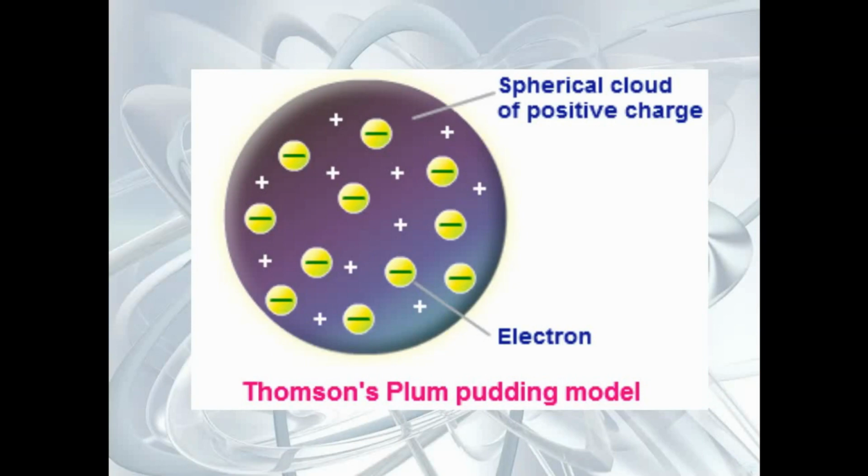Now, most people today, I don't really know if they know what plum pudding is, but if you think of a chocolate chip cookie, the cookie dough part would be the positive part of the atom, and the chocolate chips would be like the negative electrons spaced throughout.